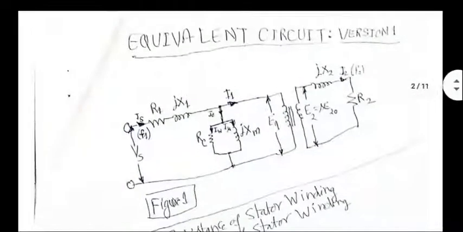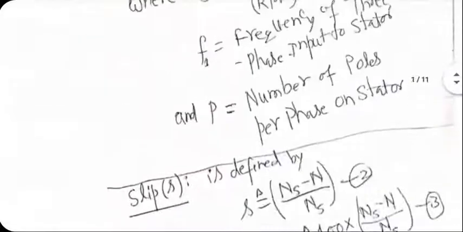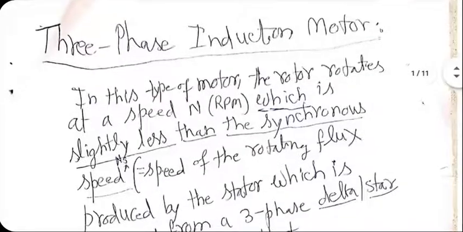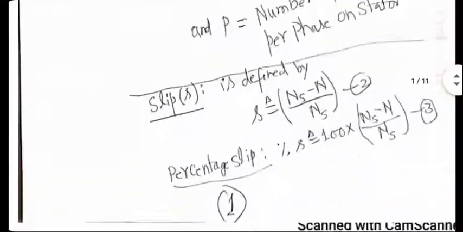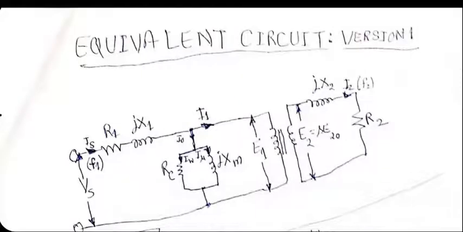The equivalent circuit is drawn per phase, first of all. It looks very similar to the equivalent circuit of a transformer, but with a very crucial difference: the secondary winding, which is the rotor side, is short circuited. All you see on the rotor side is the reactance of the rotor winding X2 and the resistance of the rotor winding R2. No load, it is short circuited.